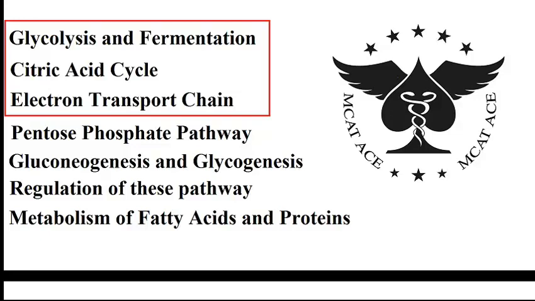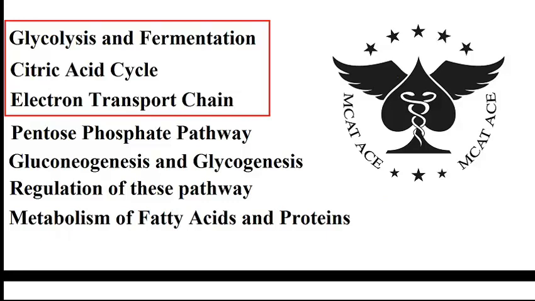In today's lecture we are going to describe different metabolic pathways that are required for energy production. I'm going to split this lecture into two parts. Part 1, which will cover glycolysis, fermentation, citric acid cycle, and electron transport chain. And then in the second part we will cover the rest of the material that are listed here. And then as always at the end of the lecture too, we will go over some practice test questions.